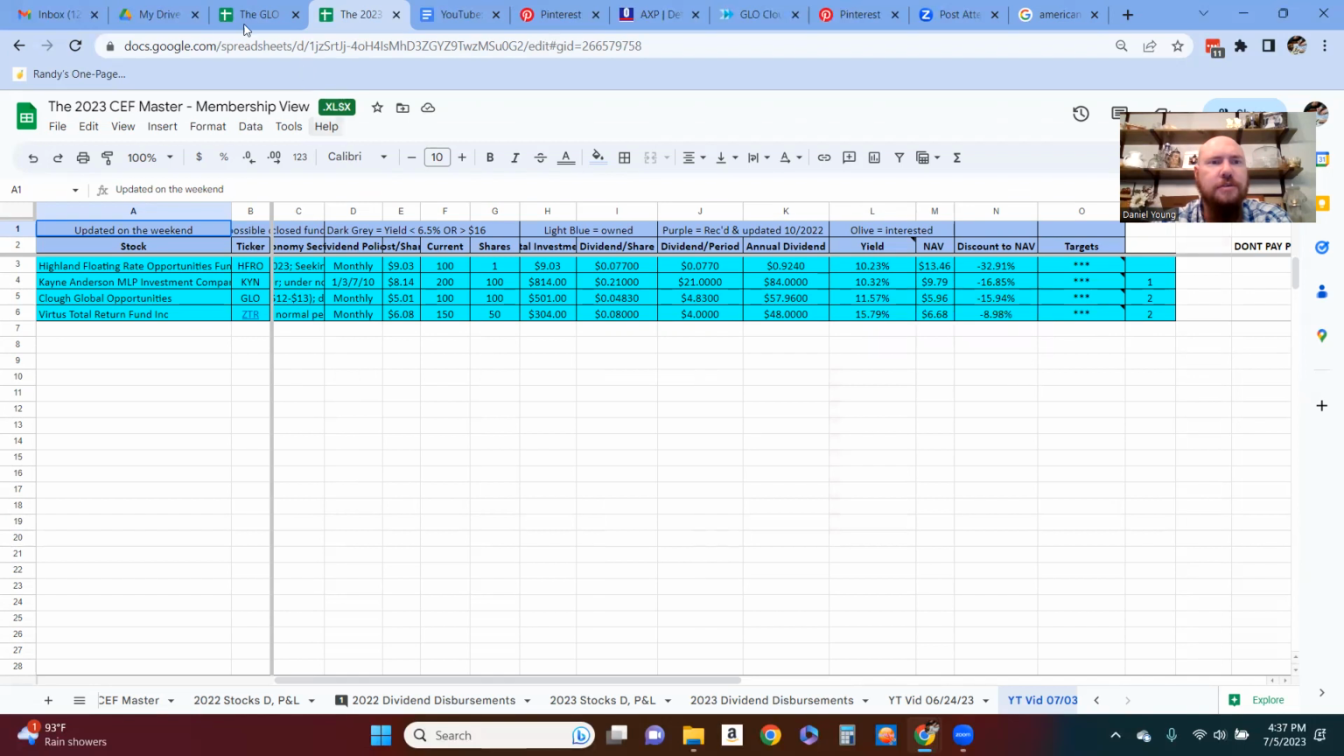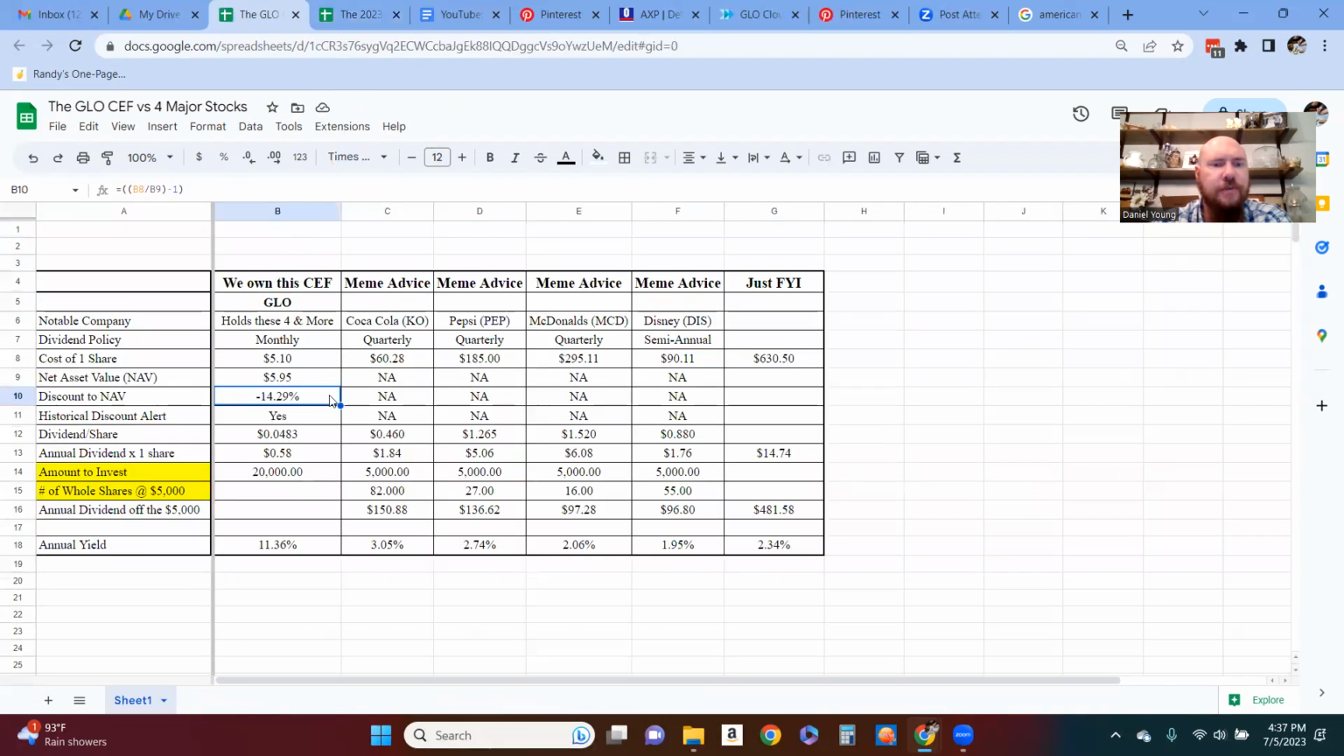This was a couple days ago. This is current data. It's still close to double its 5-year historical discount. So historical discount alert. Yes, like a wonderful time to buy. Current dividend: they used to pay a higher dividend, but they lowered it based on the current market and the Federal Reserve rates.